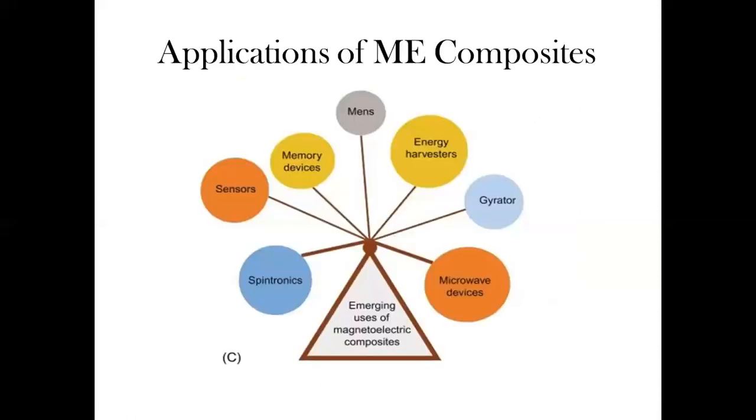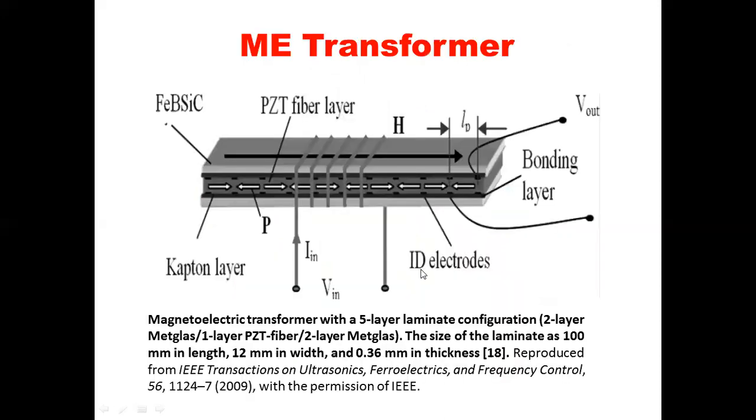And now we'll see what the applications of these ME composites are. These ME composites are used in spintronics, where the spins are manipulated, sensors, memory devices, MEMS, energy harvesters, gyrators, and microwave devices. Some of the applications I am going to discuss here in detail.